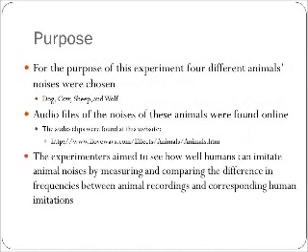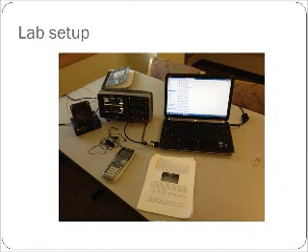We began our design project by selecting 4 different animals: dog, cow, sheep, and wolf. The audio files of the noises of these animals were found online. We aimed to see how well us humans can imitate the animal noises by measuring and comparing the difference in frequencies between animal recordings and corresponding human imitations. Here's an image of our lab setup.